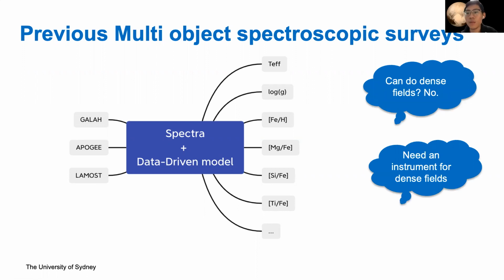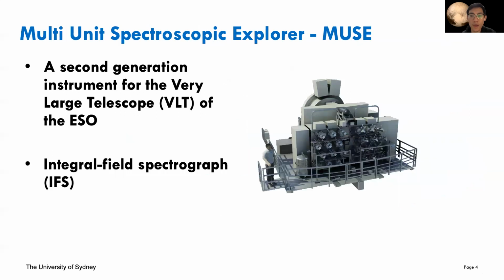fields, in particular the bulge and the clusters, because the fibers cannot be placed too close to each other on the sky, making the observations of clusters and the bulge very difficult. Therefore, we need a new instrument which can help to extract the stellar spectra from dense fields. Finally, we find MUSE, which is traditionally used to study galaxies, can be used to overcome this problem.